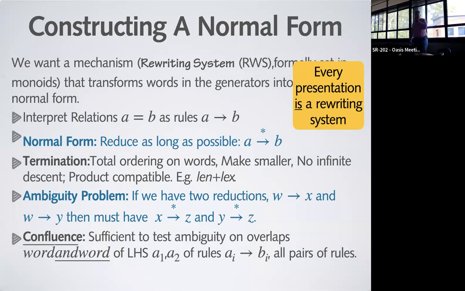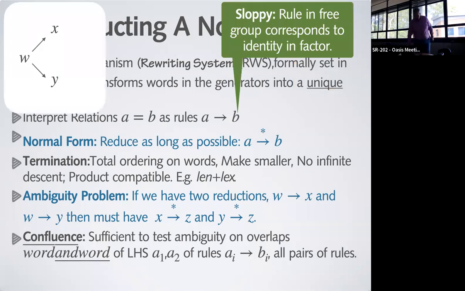Now, of course, there could be ambiguity. The ambiguity can arise if I have two possible reductions. And I think I have this here. Oh yeah, and I should say in the free group, the rule corresponds to an identity in the factor group. So I'm slightly sloppy here in writing. There it's an identity in the factor group. This is a rule in the free group.